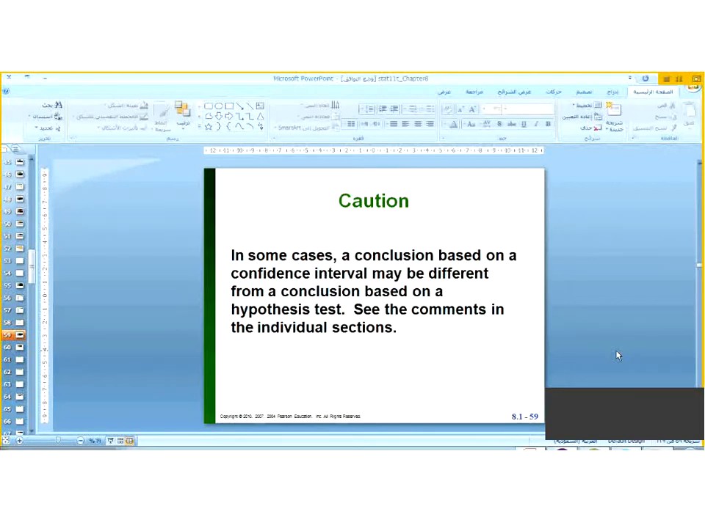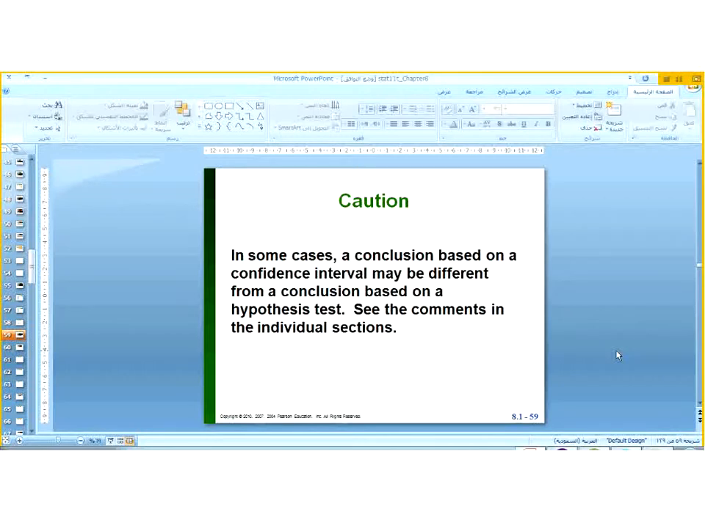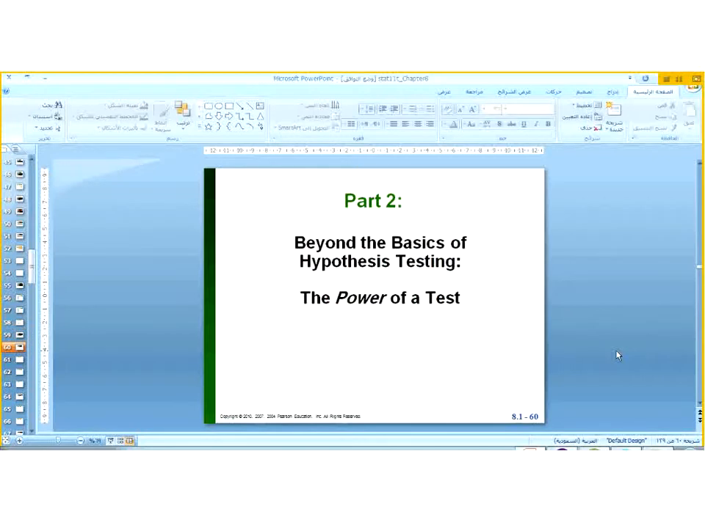Here is the quotation. In some cases, a conclusion based on a confidence interval may be different from a conclusion based on a hypothesis test. هنا أي واحد حستخدم. So see the comments in the individual sections، شيكوا عليها وحتعرفوا ليش. بس هي غالبا حتكون نفسها، لكن الفروق حتكون غالبا علشان التقريب، أو يكون في عندي اختلاف راجع لقيمة البي فاليو.